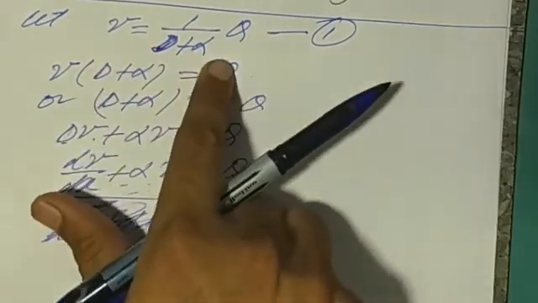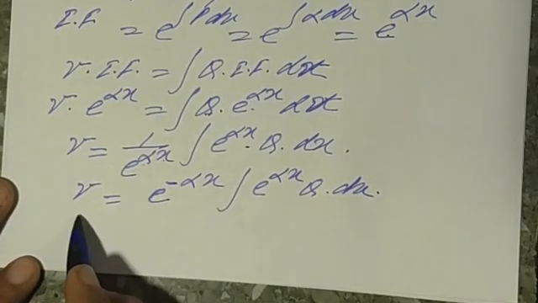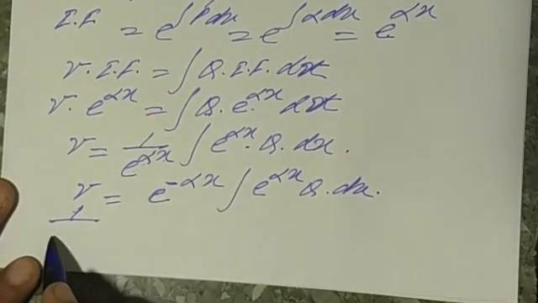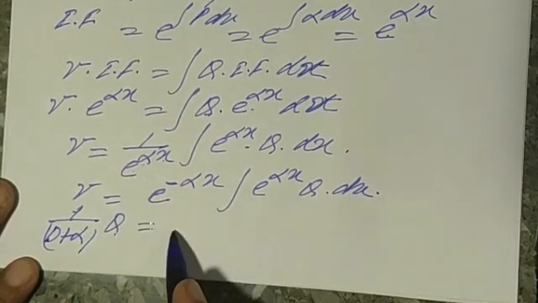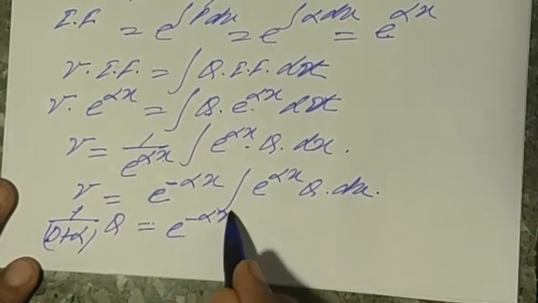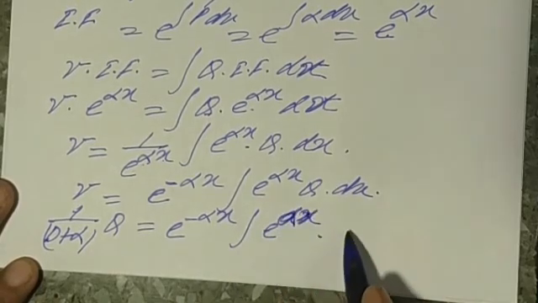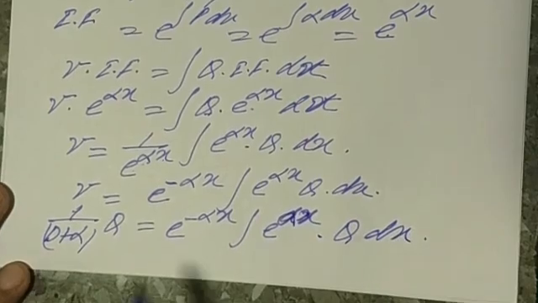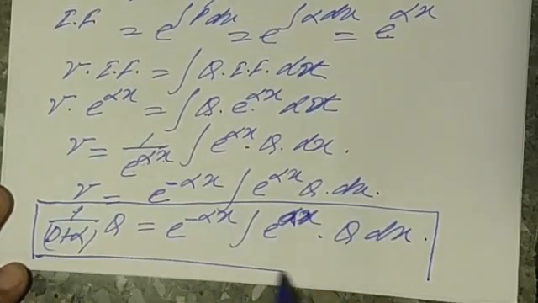So from 1 we have V is equal to 1 upon D plus alpha Q. So replacing here V by 1 upon D plus alpha Q, we get 1 upon D plus alpha Q is equal to e raised to the power minus alpha x integral e raised to the power alpha x into Q dx. So we have proved the required condition.